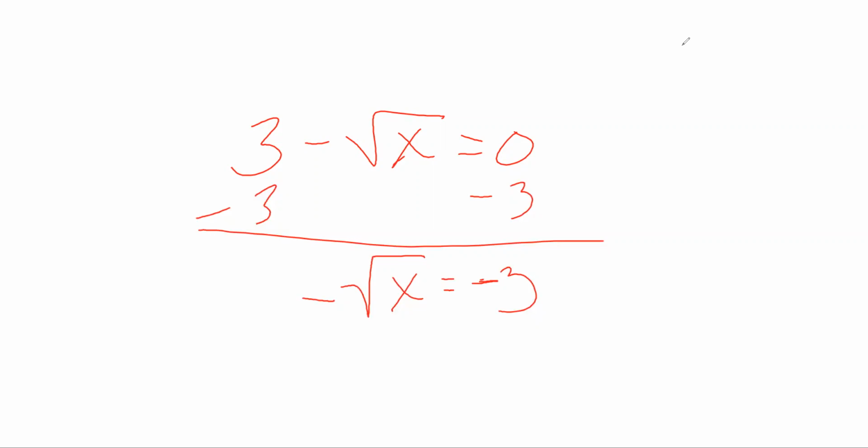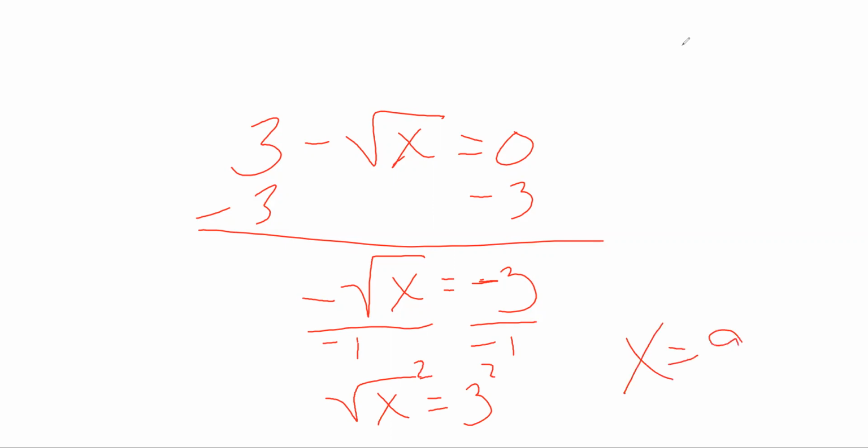But because there's a negative over here, I'm going to divide by negative 1 on both sides, and that'll make that a positive 3. And then what? Well, square both sides. So now I get x equals 9. But if you ever get that square root to equal a negative, then you're going to have to say no solution, and that is something that could come up.